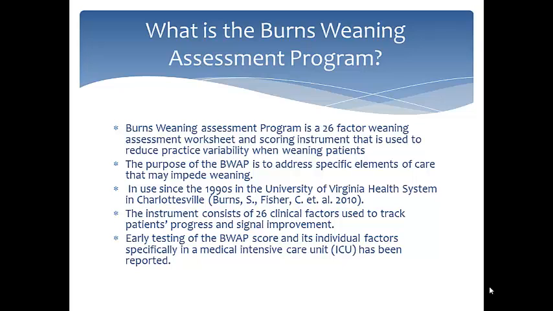The Burns Wean Assessment Program has been in use since the 1990s in the University of Virginia Health System in Charlottesville. The instrument consists of 26 clinical factors used to track patients' progress and signal improvement so that aggressive weaning trials can safely be accomplished. Early testing of the program score and its individual factors, specifically in a medical intensive care unit, has been reported.